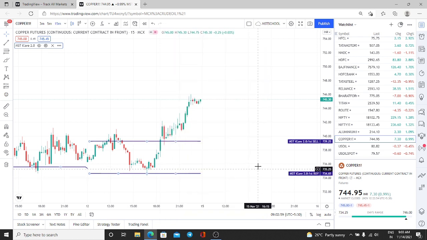So now I have given the default setting. If buy is activated, no sell. If sell is activated, no buy by default. If you want to trade again and again, you can trade. So now consider yesterday's situation.